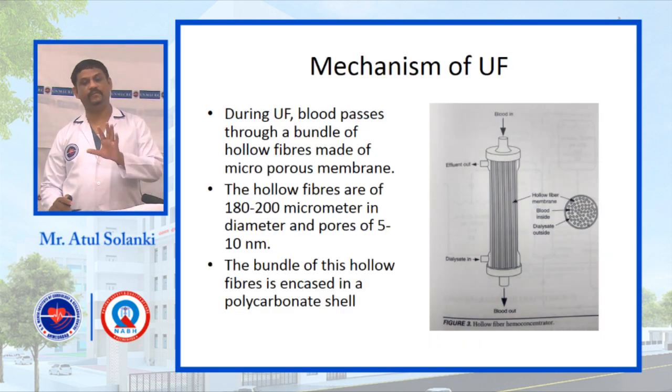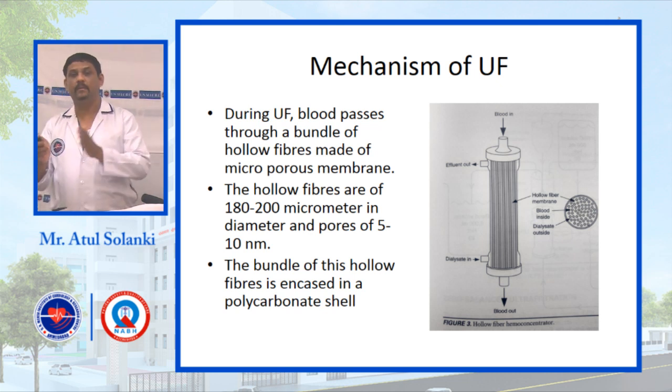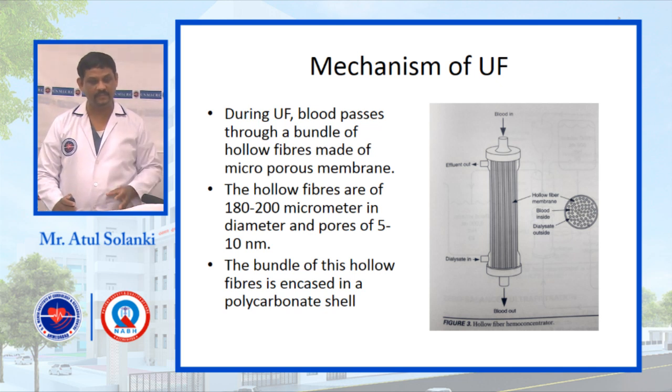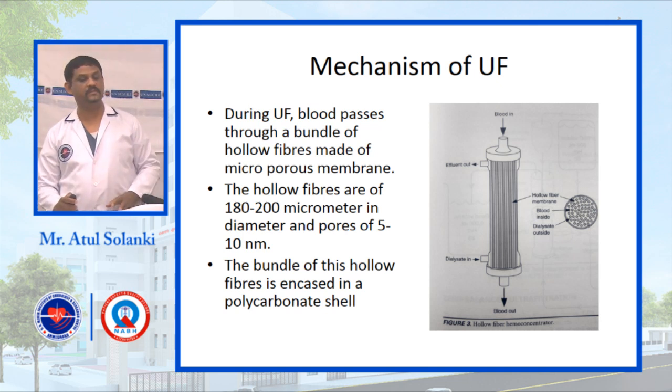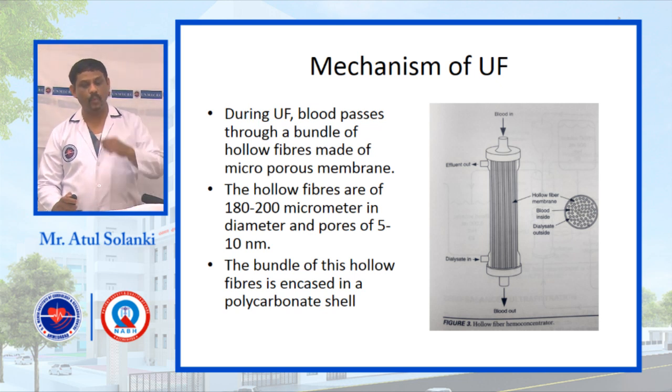So this is the mechanism of ultrafiltration. During ultrafiltration, blood passes through bundles of hollow fibers. There are many small membrane bundles present inside the hard shell, made of polycarbonate material, through which blood is passed. The hollow fiber membrane area is 180 to 200 microns, and the pore size of the fibers is around 5 to 10 nanometers.